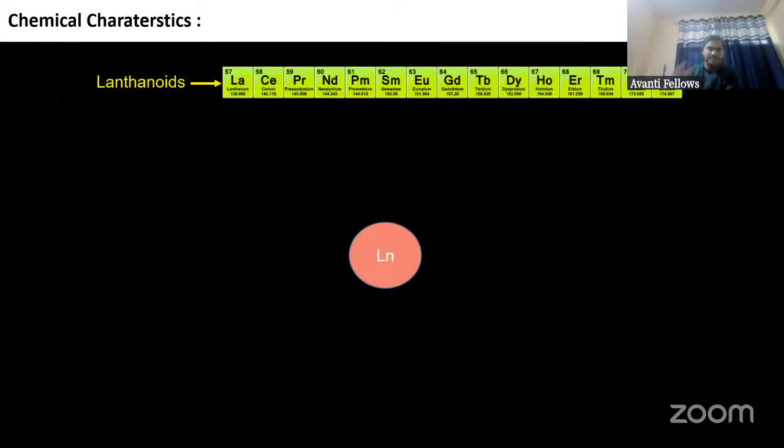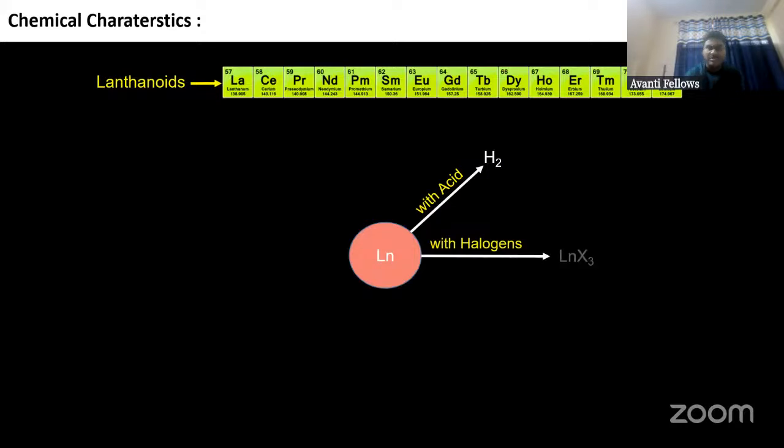Now, let's see the chemical reactivity of lanthanoids. If you want to remember the reactivity of lanthanoids, just consider lanthanum in the +3 oxidation state. If you consider it like the +3 oxidation state, you can easily tell all the reactions.